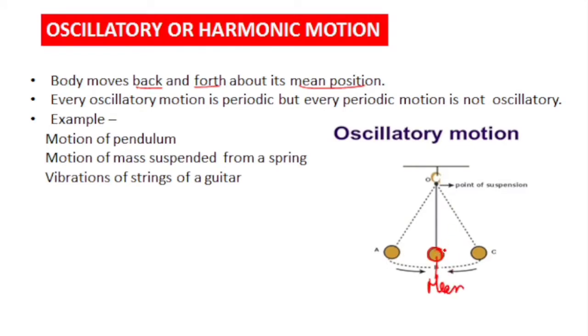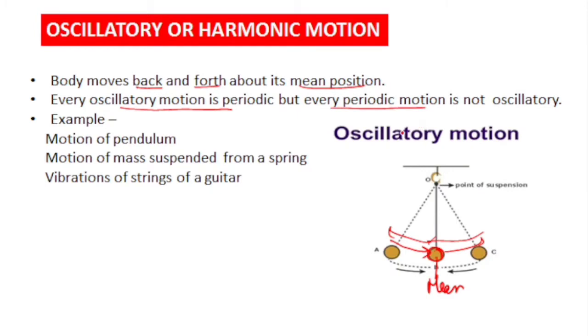Now this bob moves forward, then again comes back to its original position, then again moves in backward direction, then again comes back to its original position, that is mean position. So this bob moves to and fro, back and forth about its mean position. This type of motion is called oscillatory motion, and this is also periodic motion because it repeats its motion after a regular interval of time. So this oscillatory motion is a periodic motion, but every periodic motion is not oscillatory, right? This point is very important. Every oscillatory motion is periodic, but every periodic motion is not oscillatory.